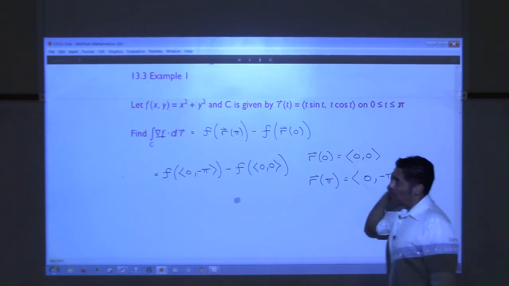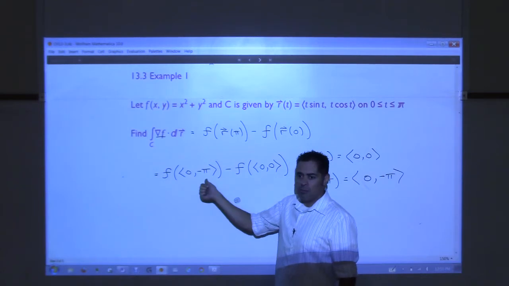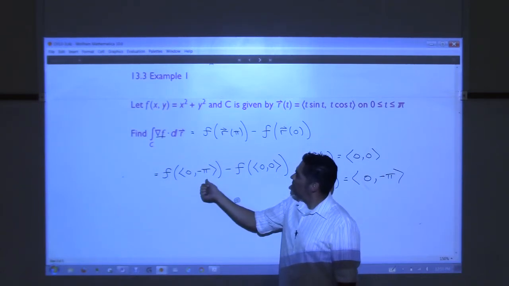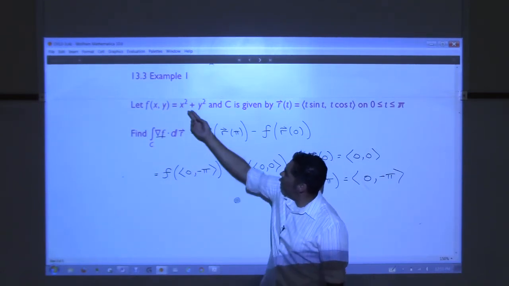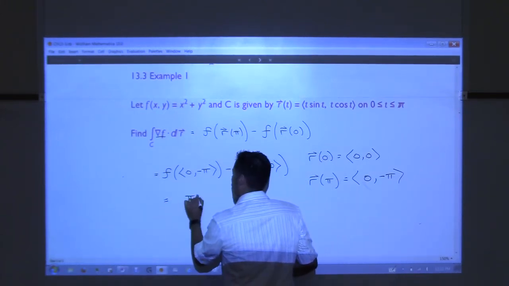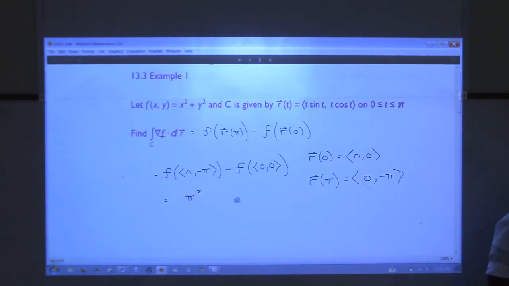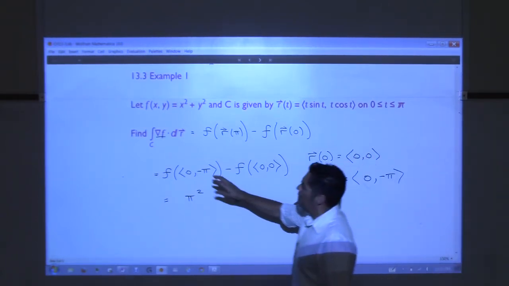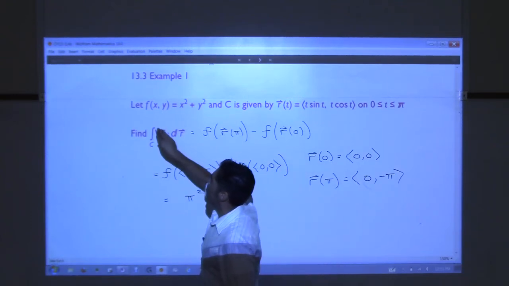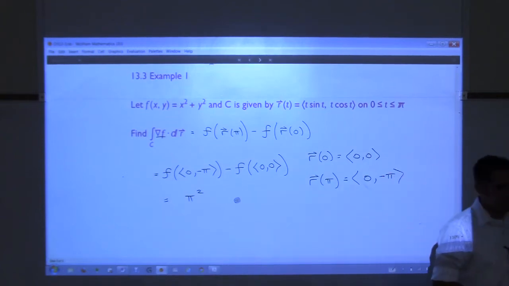What does it mean to plug a vector into a scalar function? X is 0, y is negative pi. So let's plug that in. What happens if I plug in 0 for x and negative pi for y? You get pi squared. And what happens if I plug in 0 and 0? You get 0, so the answer is pi squared. This only works if the piece in here is the gradient of a scalar function. If it is not, you can't do this.